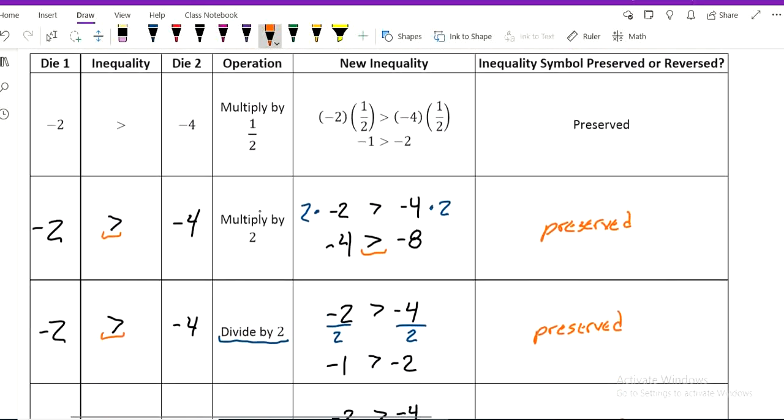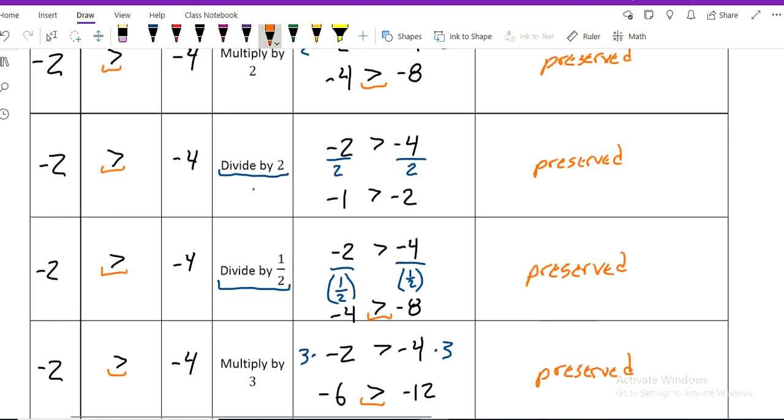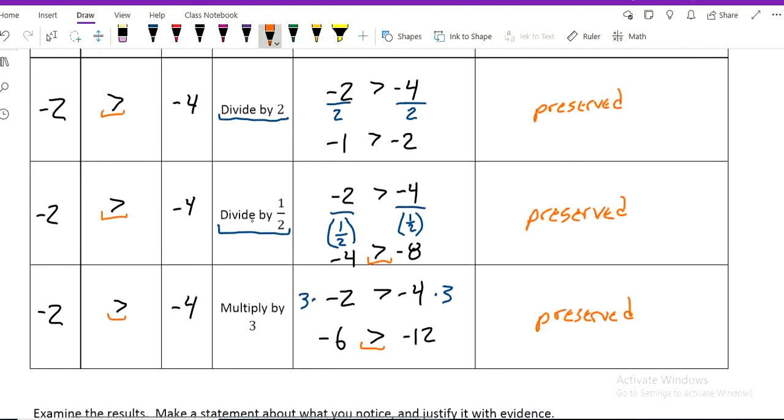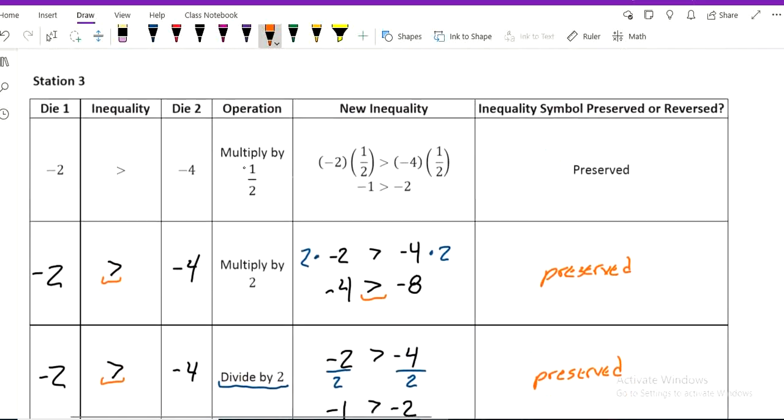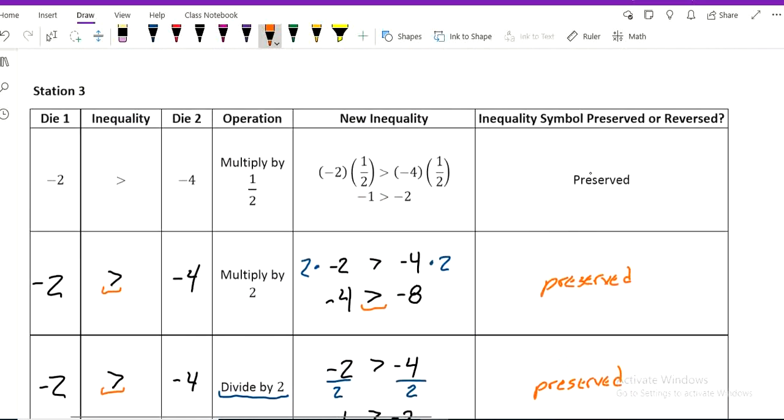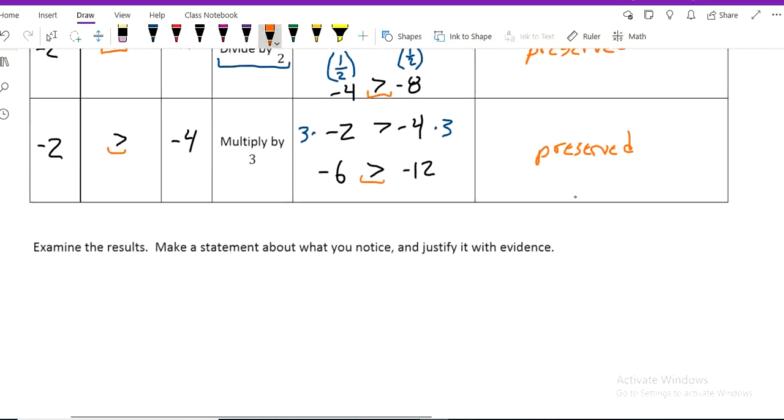The operations were the only things different here. We multiplied by positive 2, divided by positive 2, divided by positive 1/2, a fraction, and multiplied by positive 3. So all of these were positives, and for all of them, the symbol was preserved.